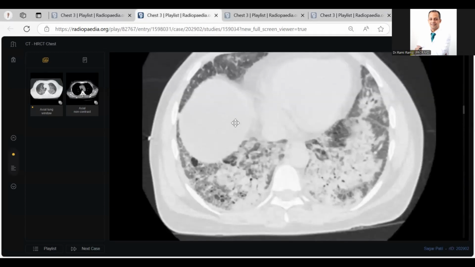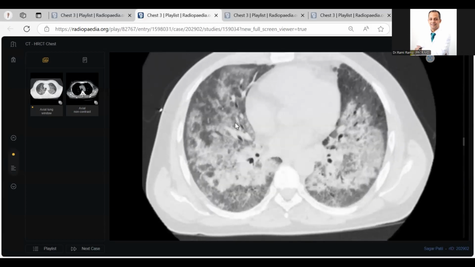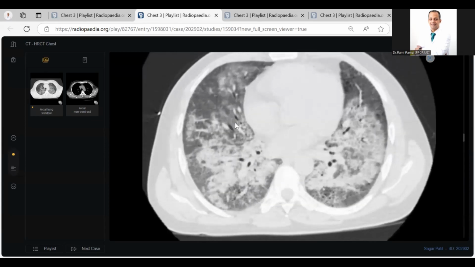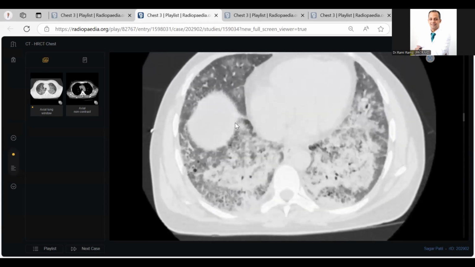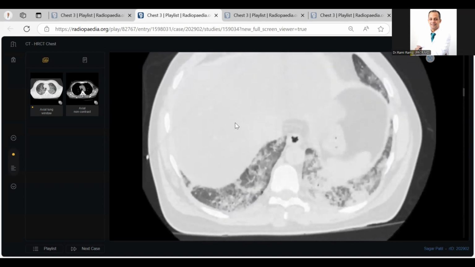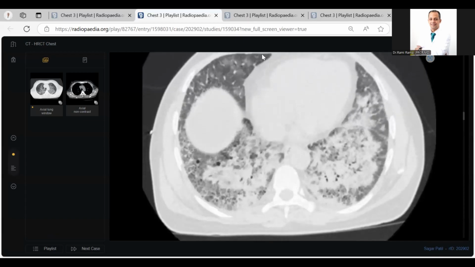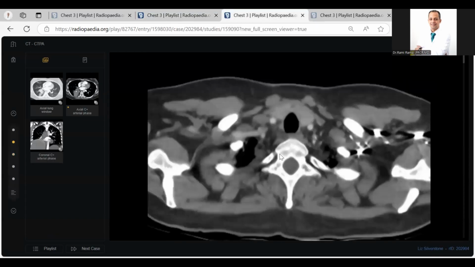Okay, the case before, this is also an axial CT scan. Did I show you this case or not? No, I didn't see this case. Okay, fine.